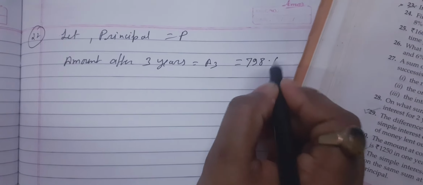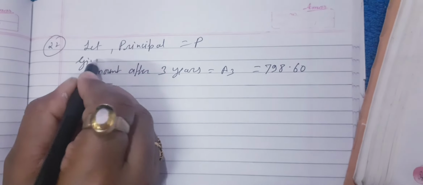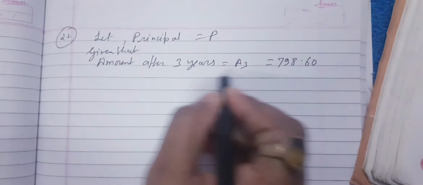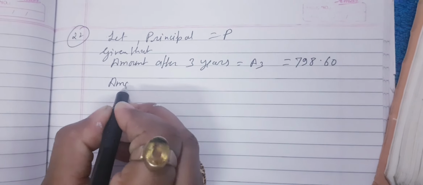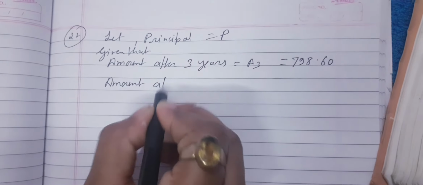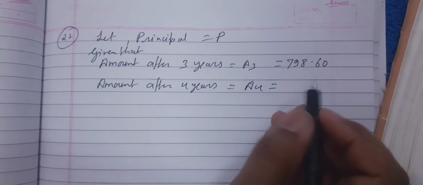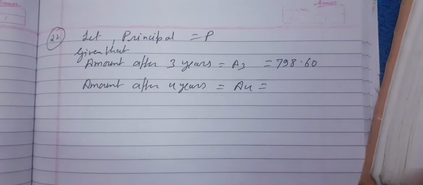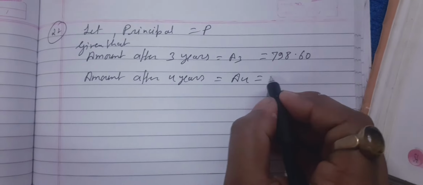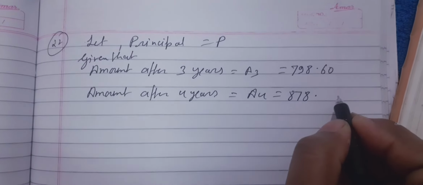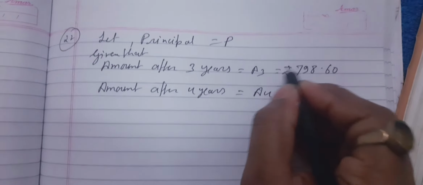798 rupees 60 paise. Okay, we can mention it like that. Given that amount after 3 years, we are using A3 and the symbol. Amount after 4 years, that is also given, is A4, and that is equals to what? It is 878 rupees and 46 paise, that is given. Write the unit also.